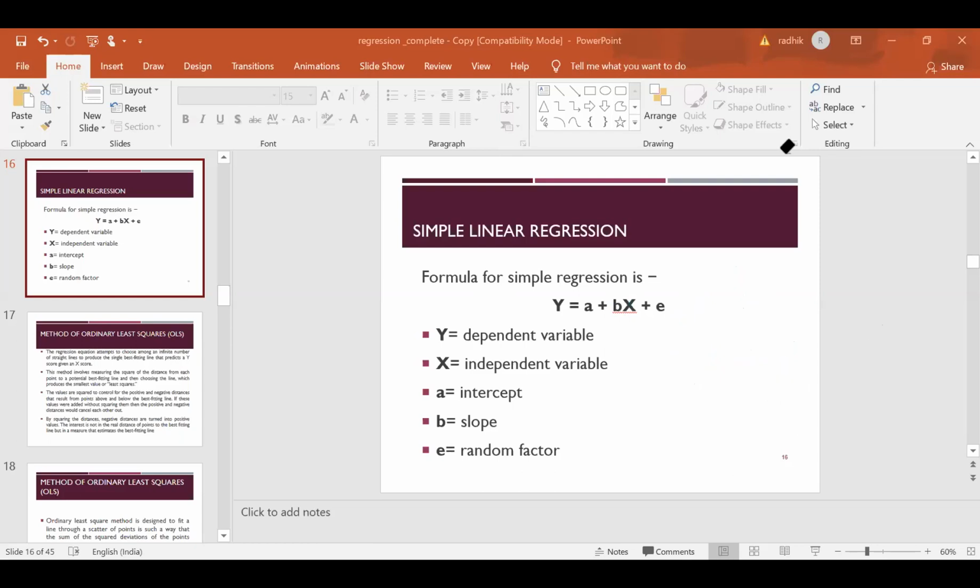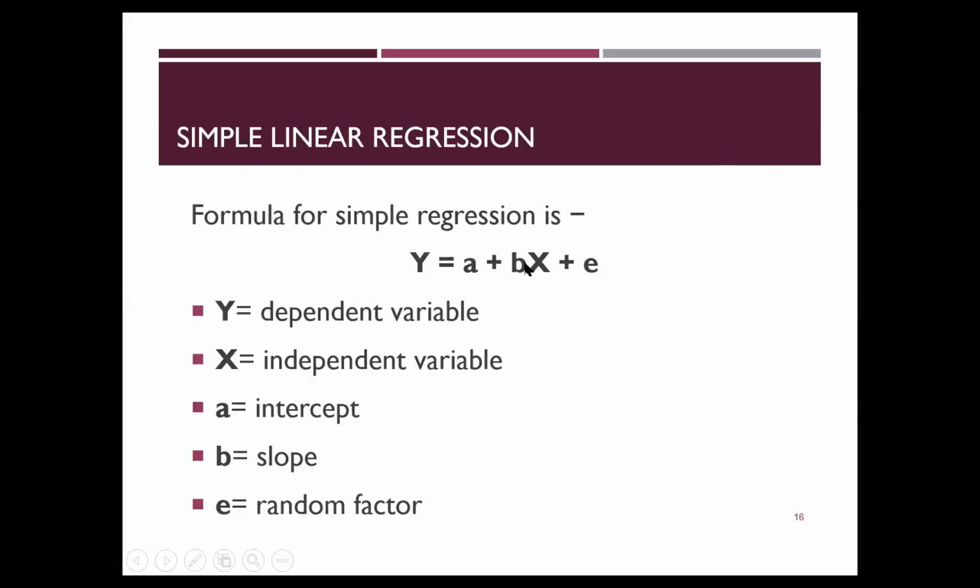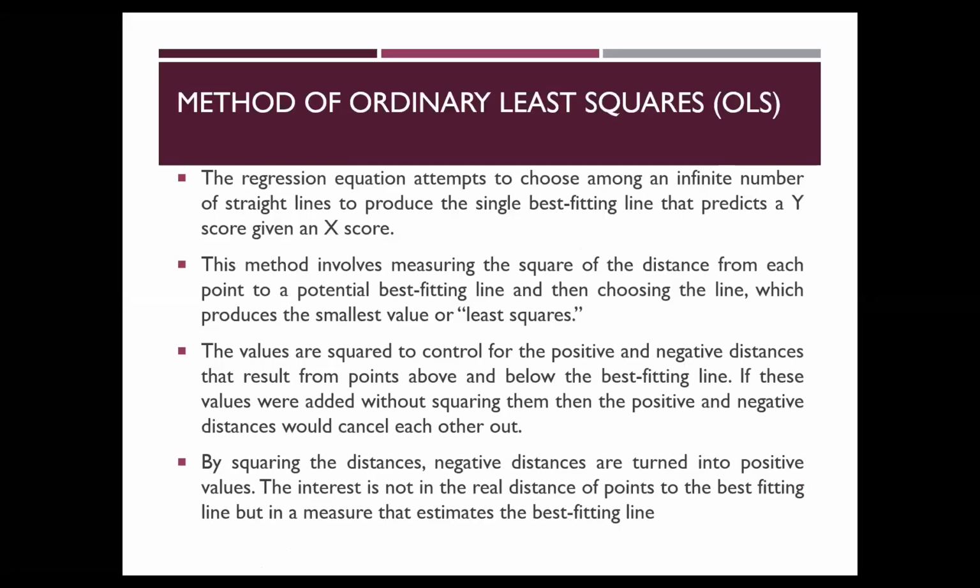So now let me go back to the equation. How do we find the value for beta, or the rate of change? We want to predict y based on x. If you calculate a and b, then you can calculate this y. In order to calculate this, we use a method called the method of least squares.